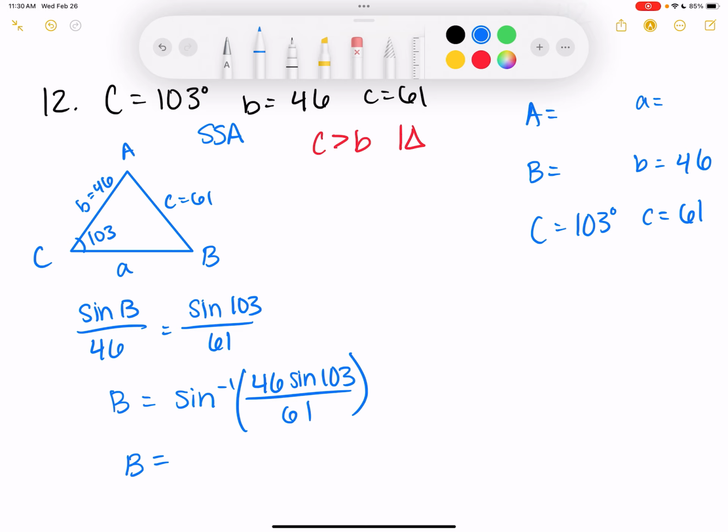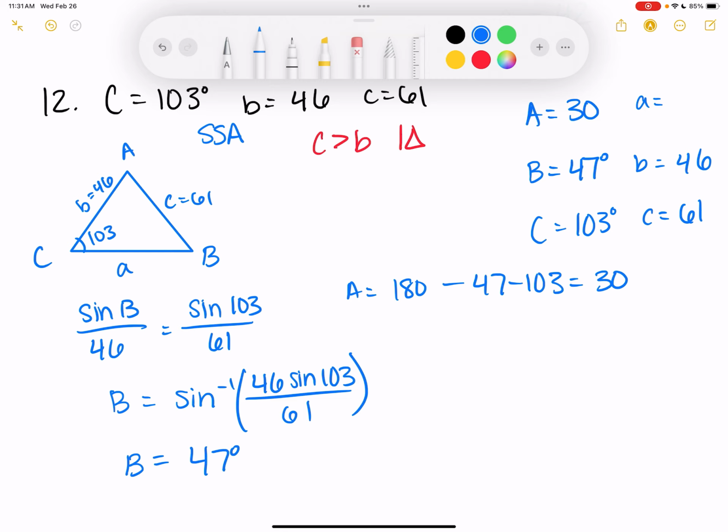So 47. 47 degrees. So now I can find A, so 180 minus 47 minus 103 is what? 30.